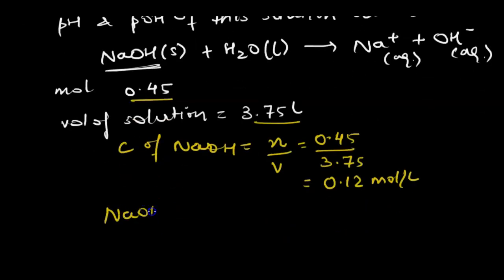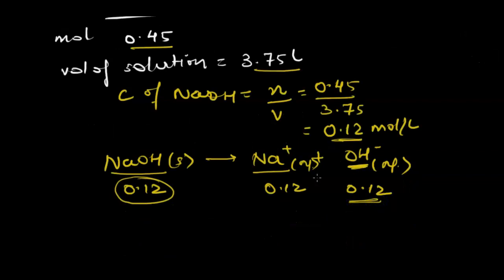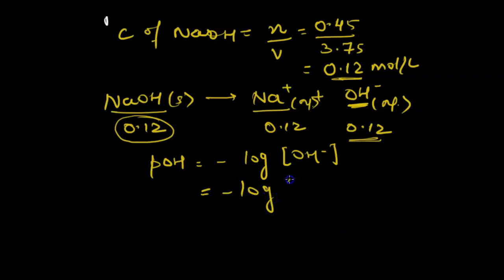Now, since sodium hydroxide is a strong salt that ionizes, and its concentration is now known, which is equal to 0.12. As it ionizes completely, the concentration of sodium hydroxide gives us the same concentration of hydroxide ions and sodium ions. Now we can use this concentration of hydroxide ion to find the value of pOH. We know pOH is negative logarithm of hydroxide ion concentration. All we have to do is put in negative logarithm of 0.12. That gives us the value of pOH as 0.92.